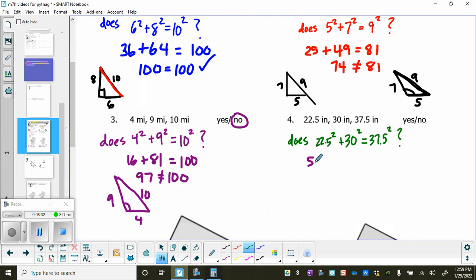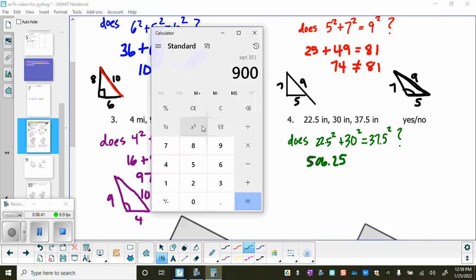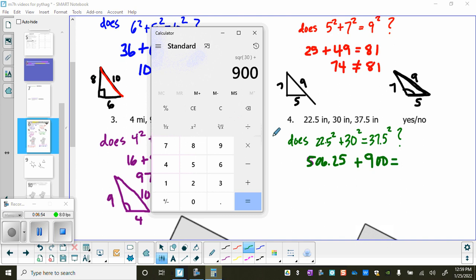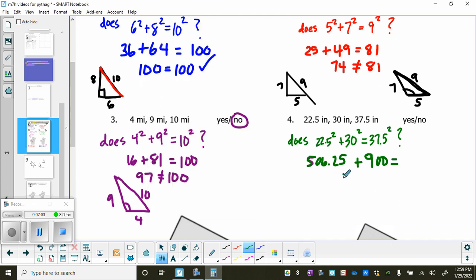506.25. Okay. Now 30 squared is just 900. So we want to check to see if when we add that up, is it the same as 37.5 squared? Since the 900 is already in my calculator, I'm just going to add the 506.25. So on this side, we get 1406.25.